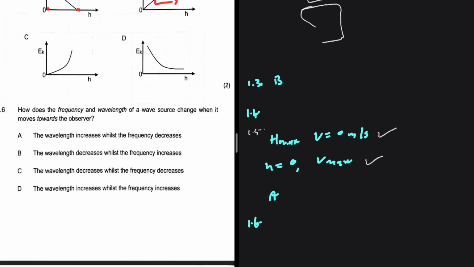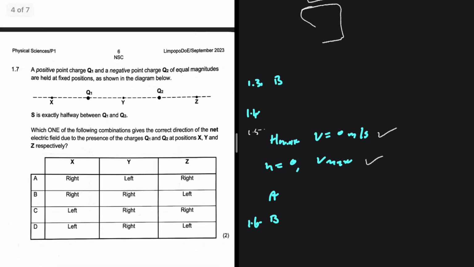That's quite an easy one. When a sound source is moving towards an observer, the wavelength is going to decrease and the frequency is going to increase. So that is the option we're looking for: wavelength decrease, frequency increase. So option B is the answer to 1.6. Our wavelength is going to decrease and our frequency is going to increase.